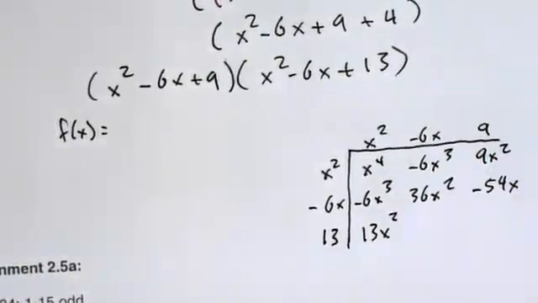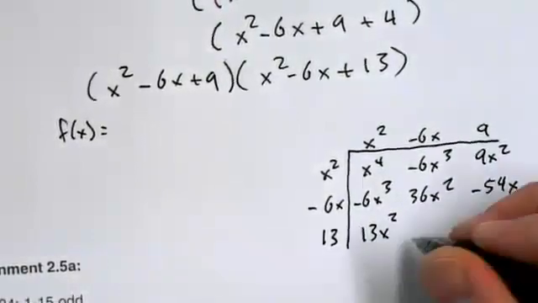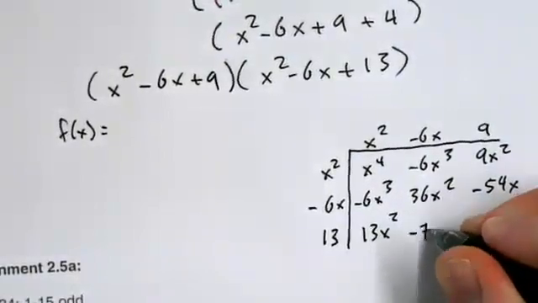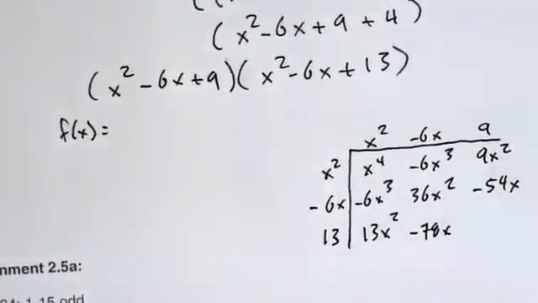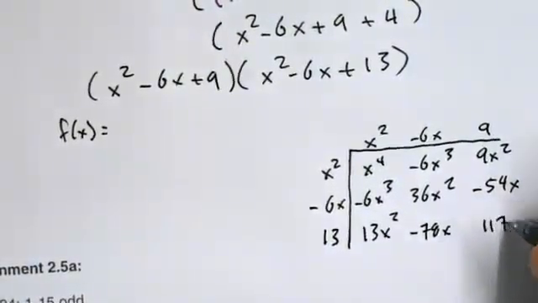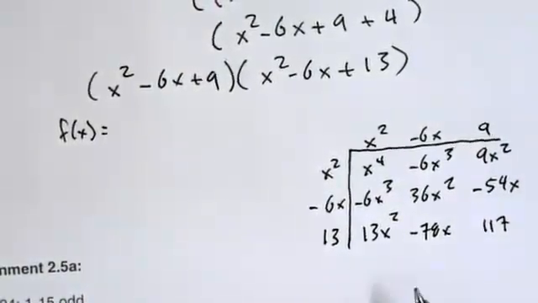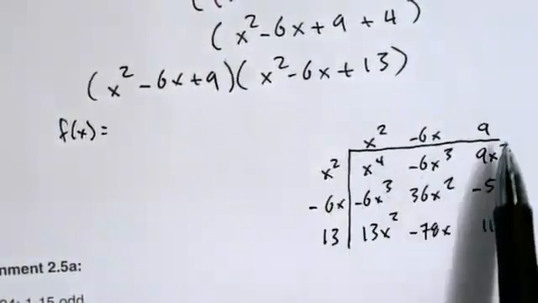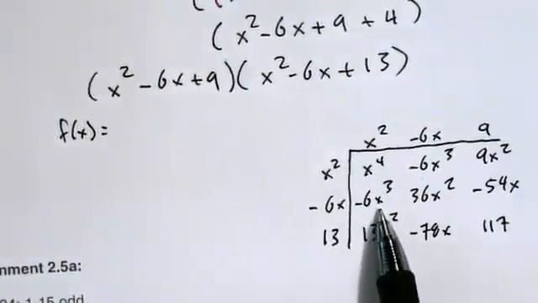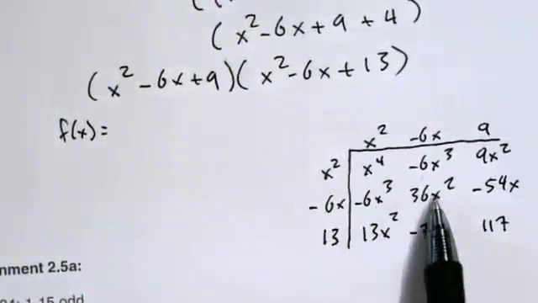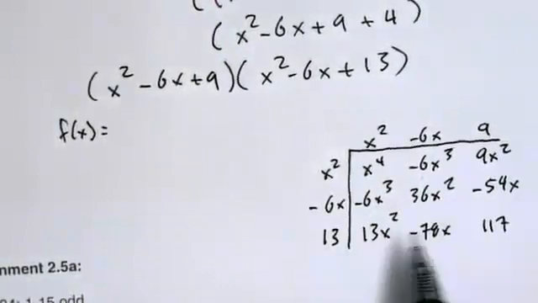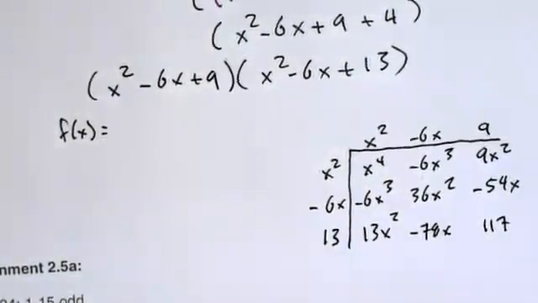13 times 6 I should be able to do in my head, but I'm not trusting myself today. And 13 times 9 is 117. And yes, I did use my calculator there too. Let's do a quick check here. It's so easy to make one small mistake here and throw the whole thing off. That's positive, good, that's negative. Positive, negative, positive. 13 times 6, 78, yes. Okay, I think I'm good.